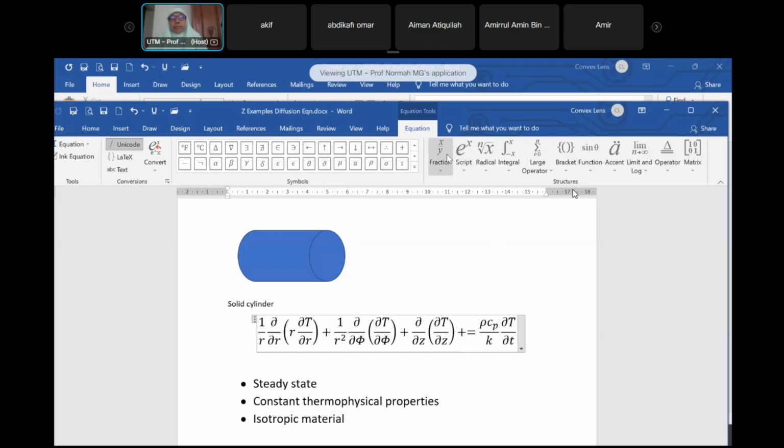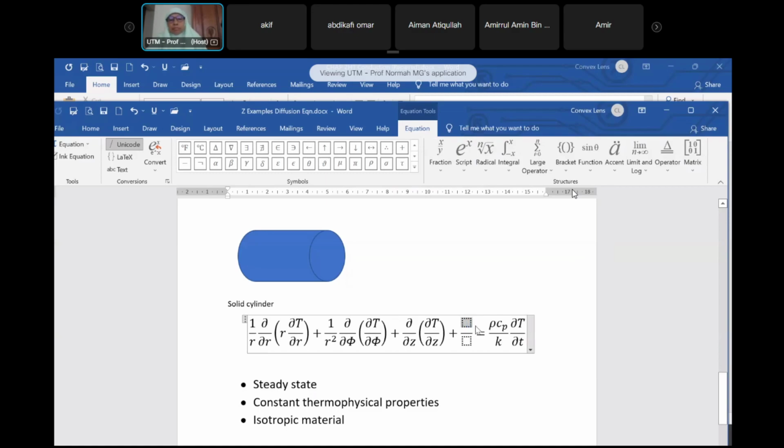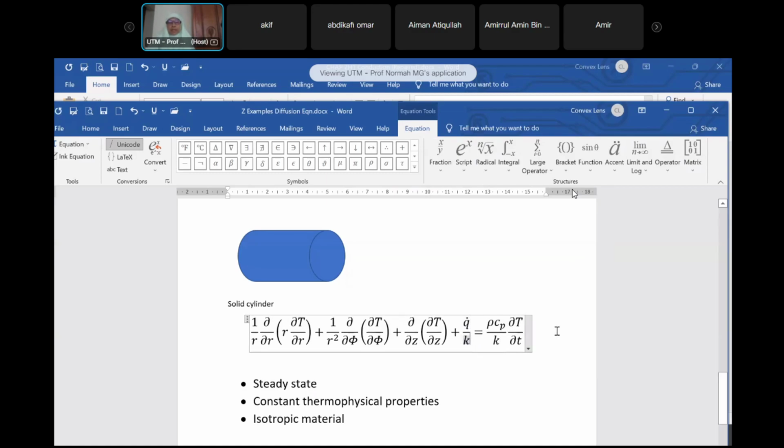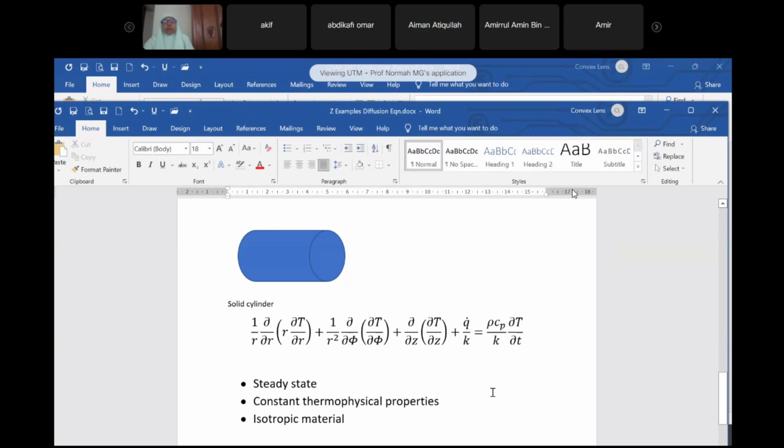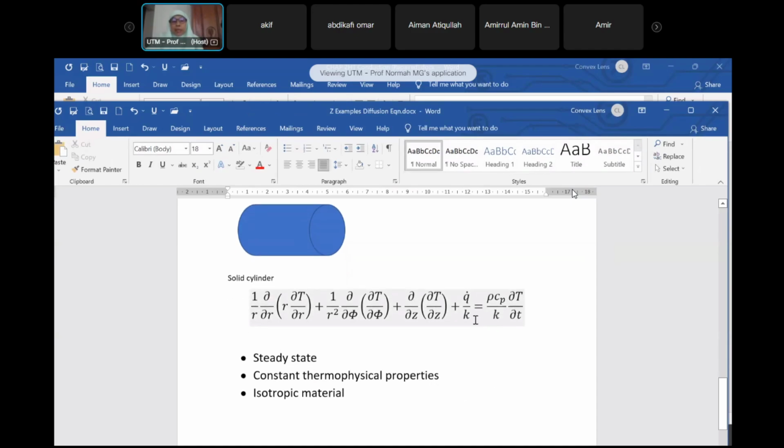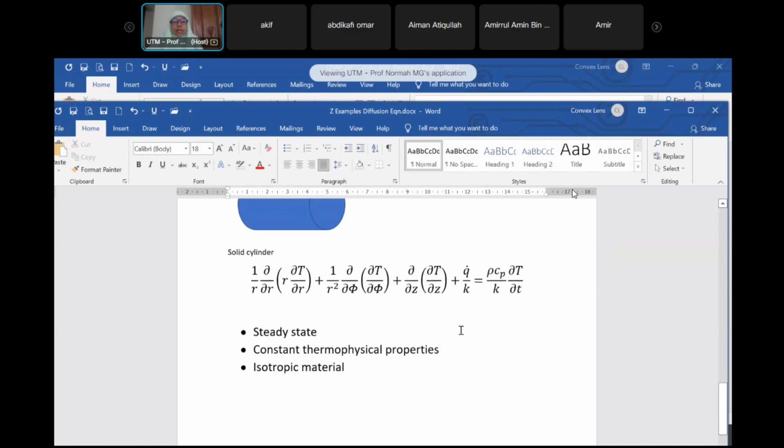Okay, so that's actually the full equation. Steady state, constant thermophysical properties. Otherwise, you will not be able to take the K out of the brackets. Isotropic material, all the K's are constants. And then what else? There's heat generation.